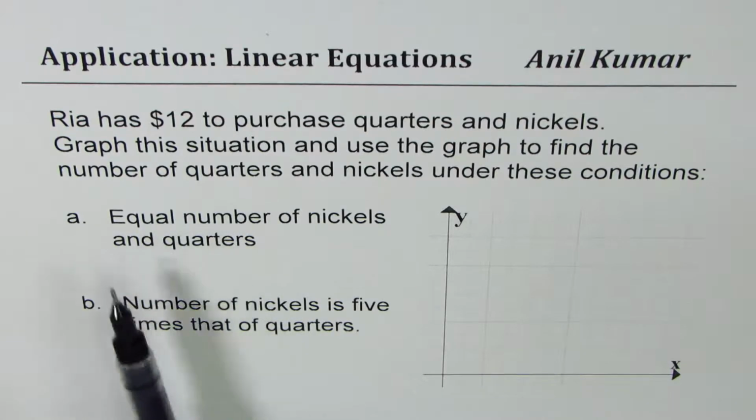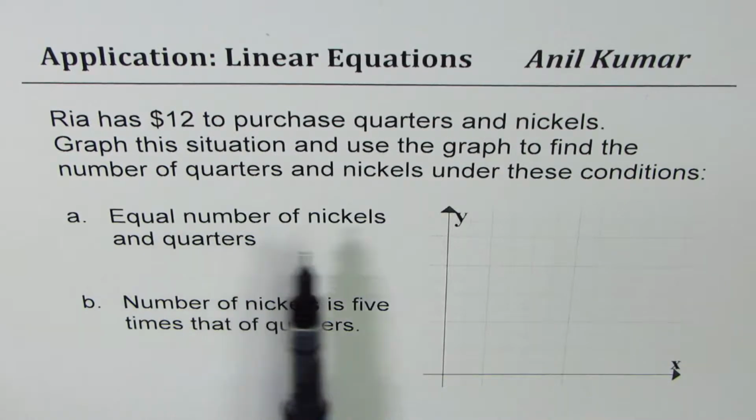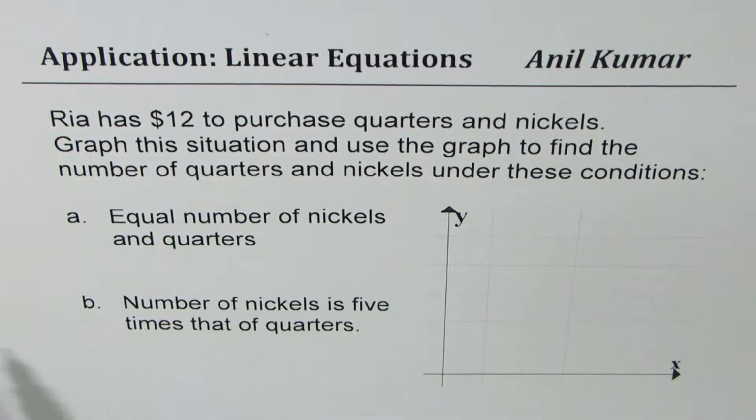So we have two conditions given to us: equal number of nickels and quarters, and second is number of nickels is 5 times that of quarters. Okay, so that is the kind of situation we are working with. You can always pause the video, answer the question, and then look into my suggestions.